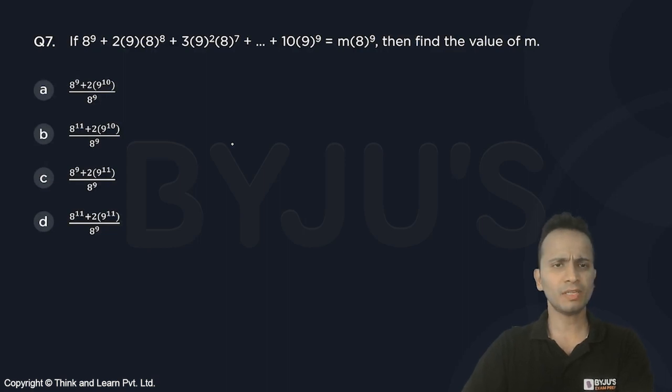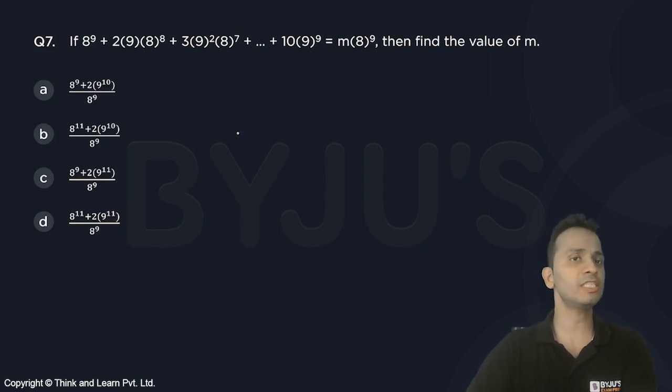Now question number 7. I can say that this one is slightly lengthy, slightly difficult, and based on the concept of progressions. Now let's see which type of progression series we will form. We have an expression on the left-hand side which is equal to m multiplied by 8 raised to the power 9, and we'll have to find the value of m.